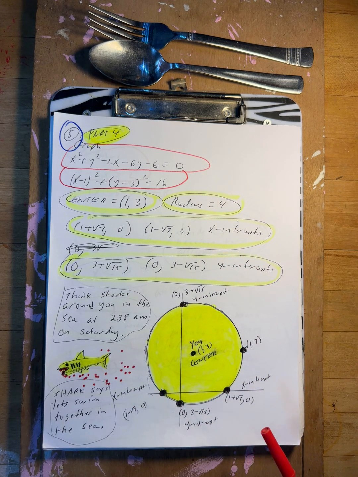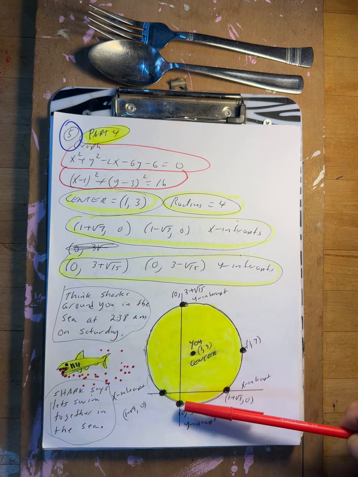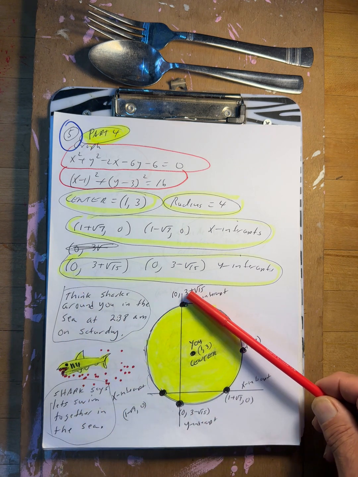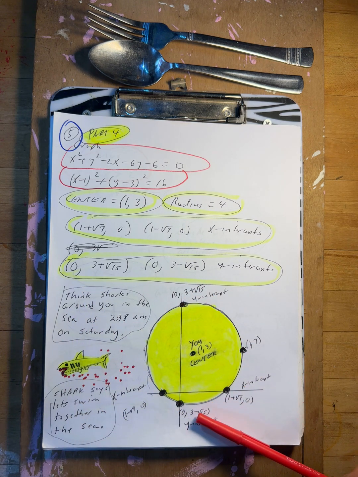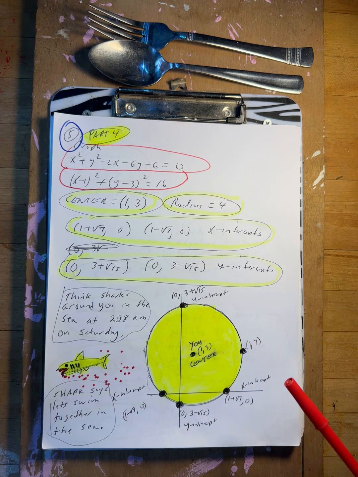And we have the x-intercepts, which is this one right here, 1 minus square root of 7 and 0. And this is going to be 1 plus square root of 7 and 0. And the y-intercepts are going to be right here: 0 and 3 plus square root of 15, and 0 and 3 minus square root of 15. Right here.